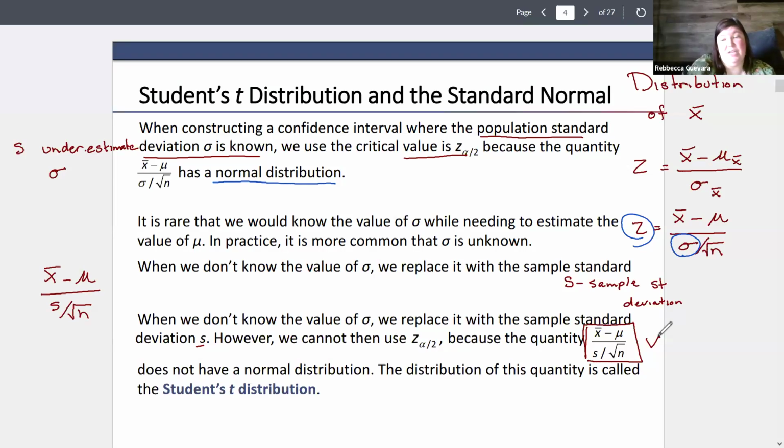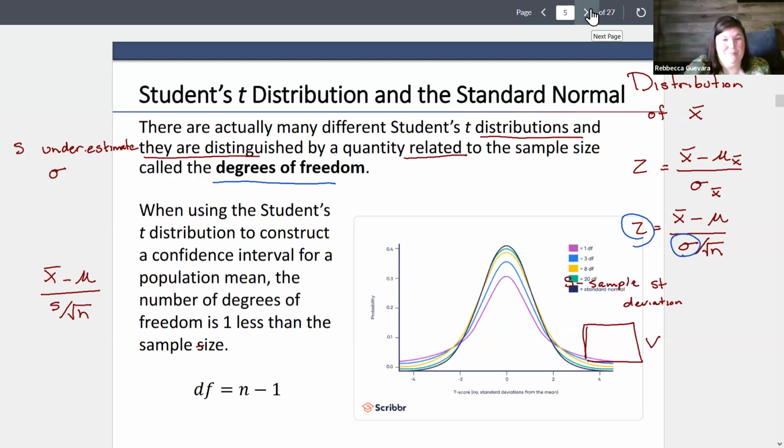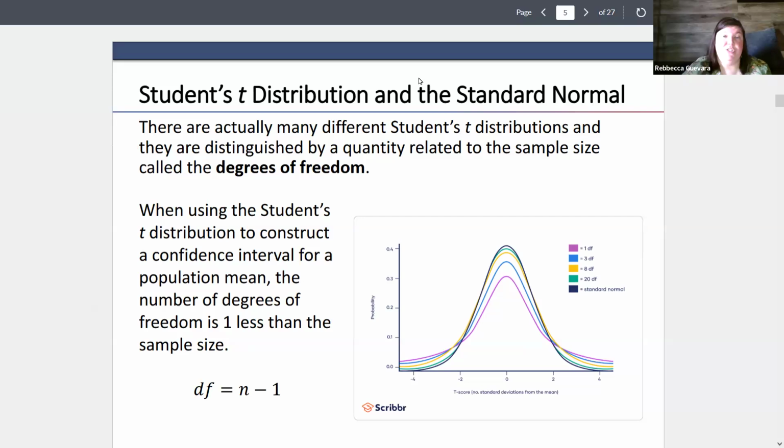What we're going to get is a different kind of distribution, which is called your student's t distribution. The guy who came up with this, his name was Student. So that's why it's a student's t distribution. There are actually different student t distributions, and they're distinguished by a quantity related to the sample size, which is called your degrees of freedom. When using the student's t distribution to construct a confidence interval for the population mean, the number of degrees of freedom is one less than the sample size.